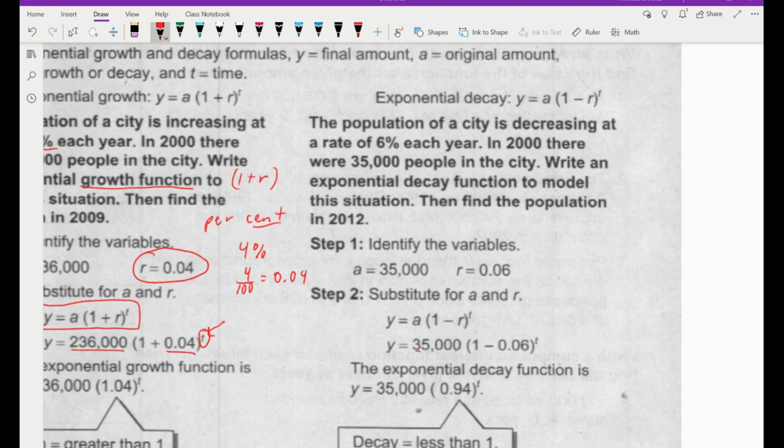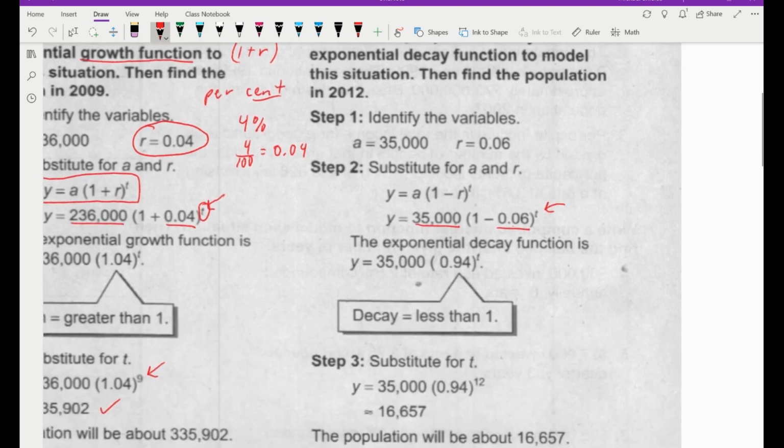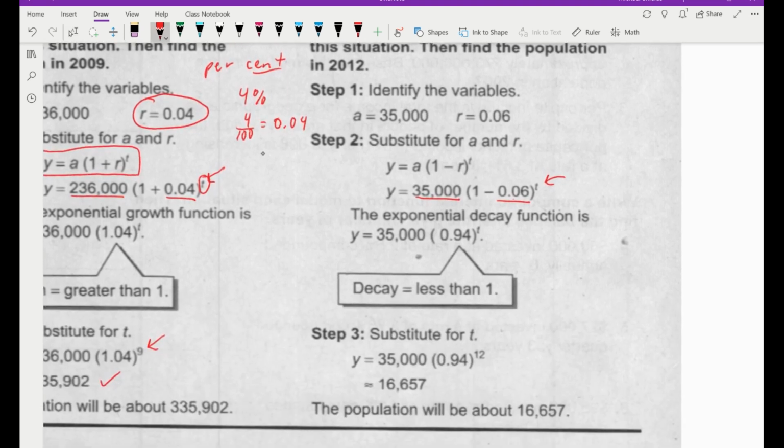Again, we have a starting population of 35,000. It's 1 minus the 6%, which is 0.06. And the time here from 2000 to the year 2012 is 12 years. Here in the example, they just actually did 0.94 because they did 1 minus 0.06, which we can type that, or we can type it all at once in the calculator. But of course, 1 minus 0.06 is 0.94.